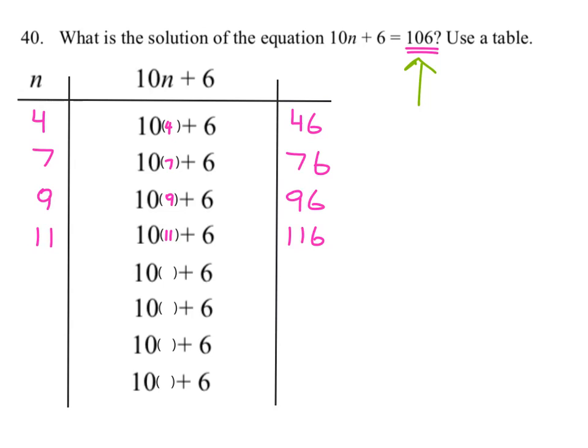Okay. 96 was too low. 116 was too high. So I'm going to back off and I'm going to go to 10. Just a fun fact, it doesn't matter if your table jumps around in its values. It doesn't have to increase or decrease by the same amount every time. They've just got to be true.